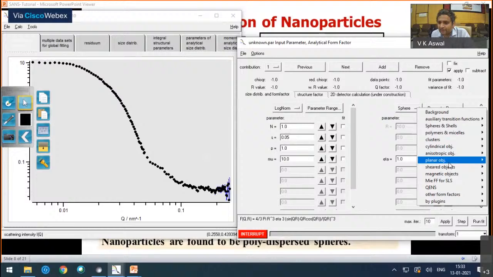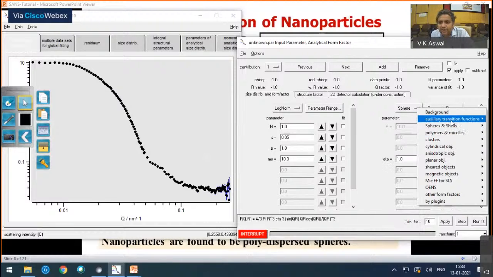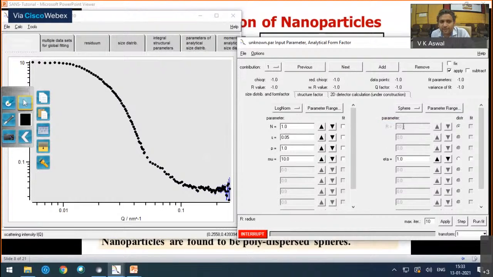You can choose whatever shape you want to choose or think that the data or the system may be. So we will choose simply sphere because we know these are nanoparticles, and to begin with it's not a bad assumption to choose them to be spherical. Also, as we have seen, the scattering profile depends upon the shape, and here we see typical signatures of spherical particles, the form factor around the scattering.